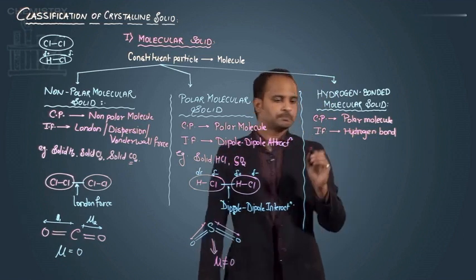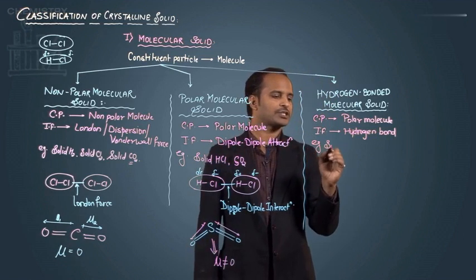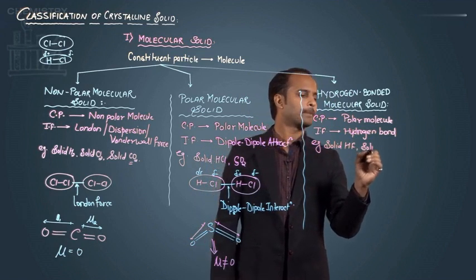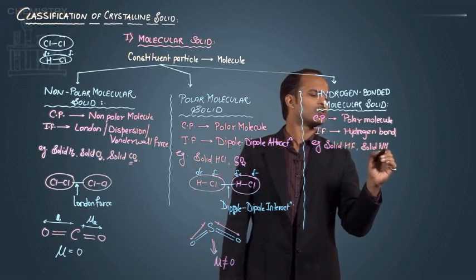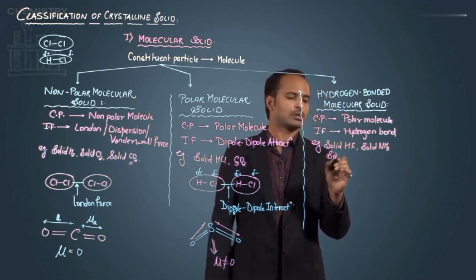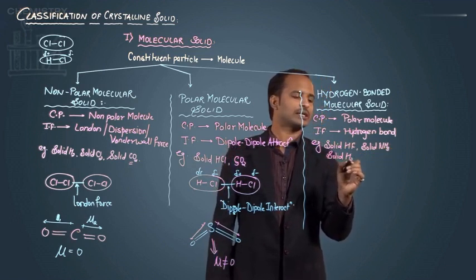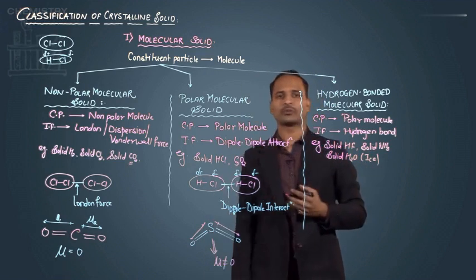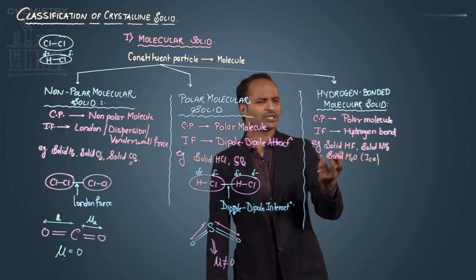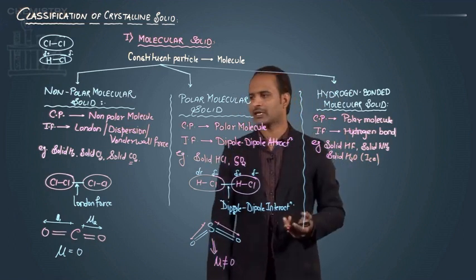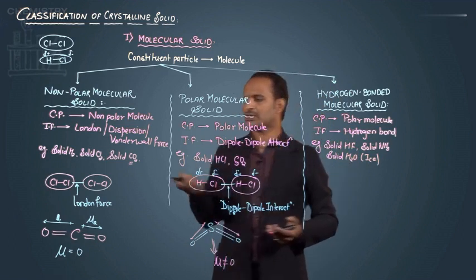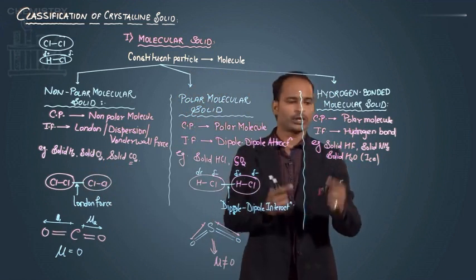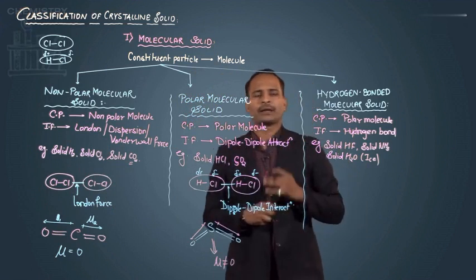The examples: solid HF, solid ammonia, solid H2O, that is solid H2O, which I can say is ice. So ice is an example of a hydrogen bonded molecular solid. Or H2O, water is also a molecule, so it comes under the same category. Here, in all the examples we have considered, you can see that the particles are molecules. Okay. Now hydrogen bonded.